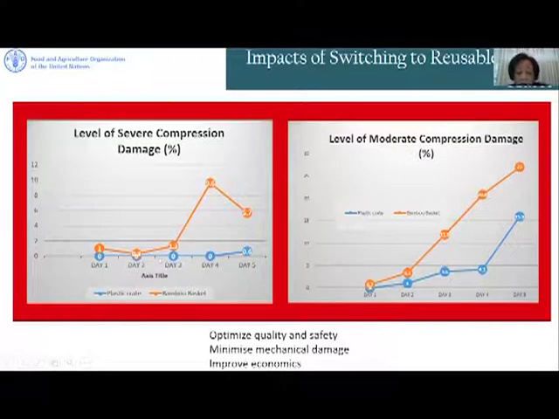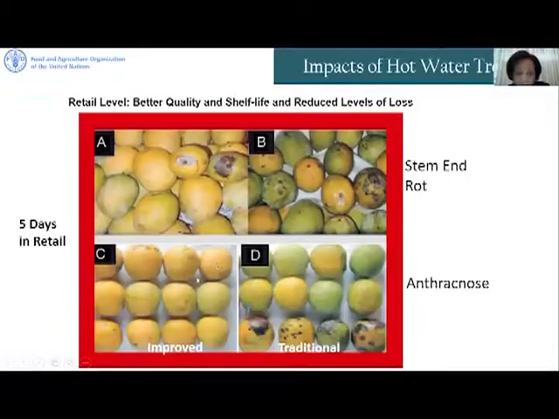Now, as you can see here, by switching from the straw baskets to the plastic crates, the level of severe compression has almost completely disappeared, even up to day five. The various types of qualitative loss are also substantially reduced. And again, you see the level of moderate compression much lower than initially, but there's still some. The crates help to minimize the mechanical damage because they are very sturdy and able to absorb the vibration, and in so doing, make a big difference.